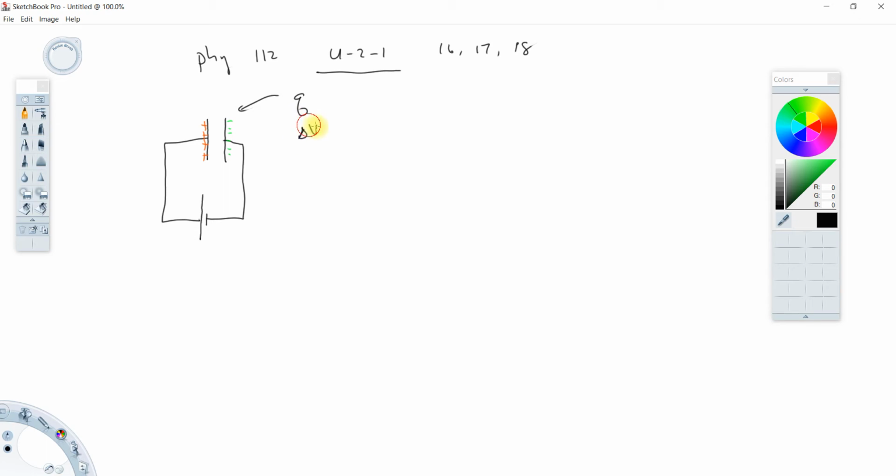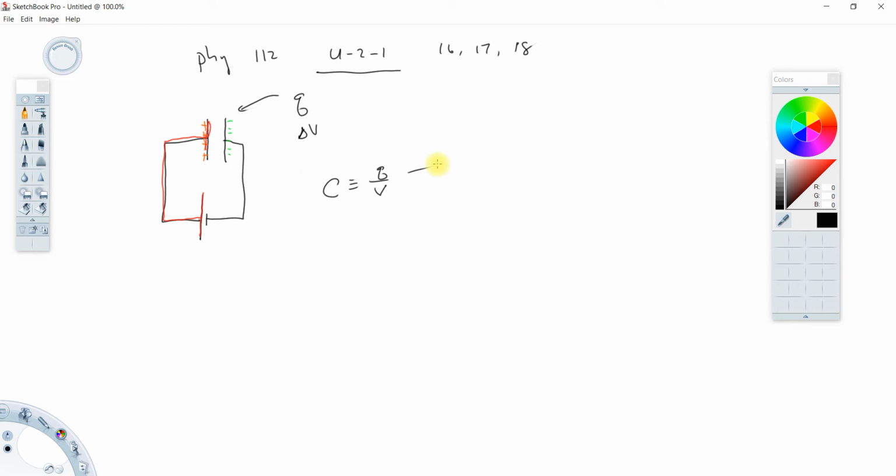The voltage across the capacitor, by the way, is the same as the voltage of the battery, and the reason is because, remember, this is an equipotential. This is all conducting material to there. Same thing on the other side. And capacitance, here's how it's defined. It's defined as charge over voltage. So that's enough to answer that question right there.